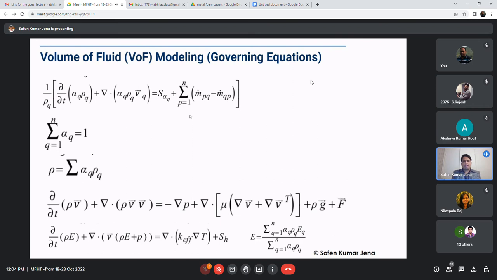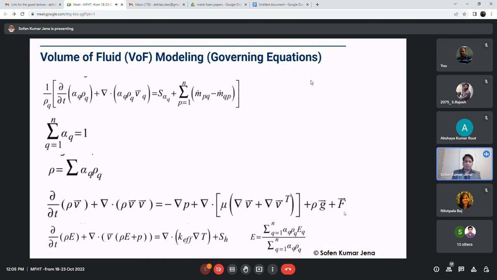Otherwise, if you neglect the phase change process or any additional mass source, this will represent your volume fraction or the color equation, right? So then, as I told, you need a single set of governing equations. This is the single governing equation for this VOF model, right? In this governing equation, the density and properties like viscosity are already weight averaged over the control volume. Here the weight is the volume fraction you have already defined. And what is the additional force? This F is the surface tension force.